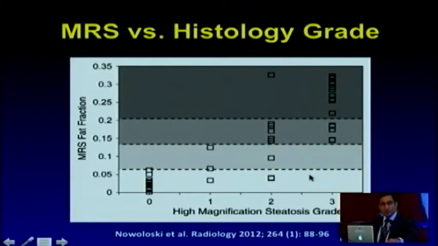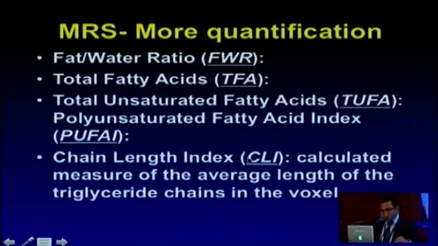And MR spectroscopy has been compared to histological grade, and there is quite a good correlation, but you can expect that it can be different because we are not measuring the same place as done by biopsy. Biopsies are usually done on the right anterior aspect of the right lobe, whereas the spectroscopy is mostly done in the posterior aspect of the right lobe. So it is no surprise that it does not correlate 100%, but still there is a very good correlation between the histological grade and MR spectroscopy.